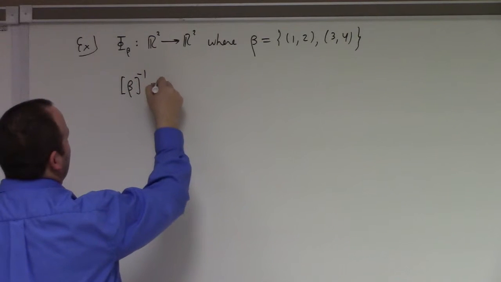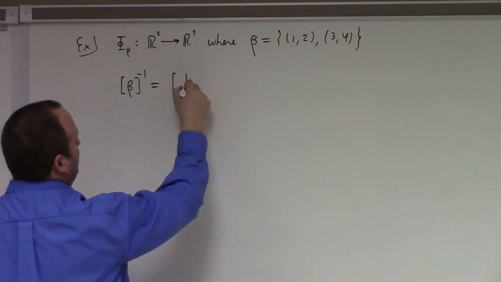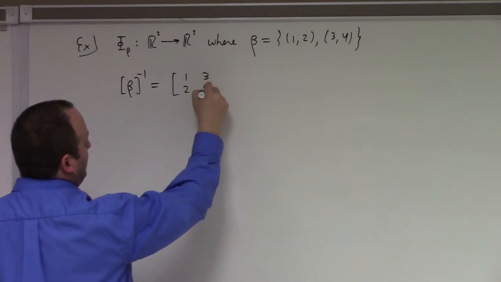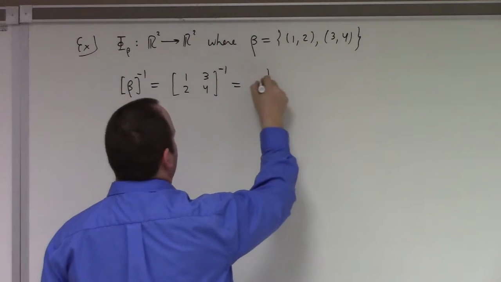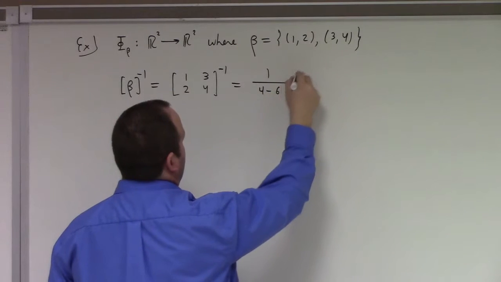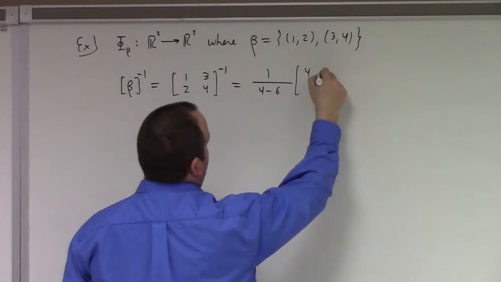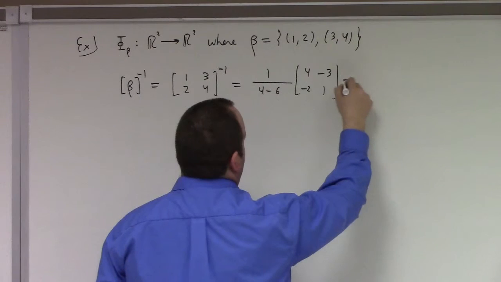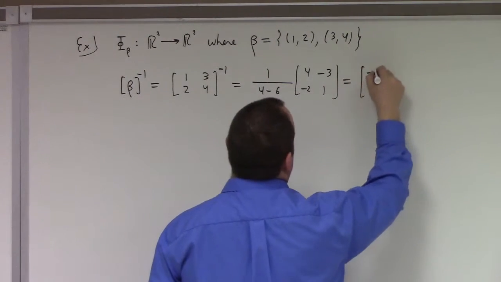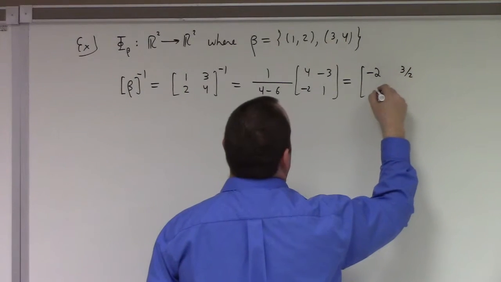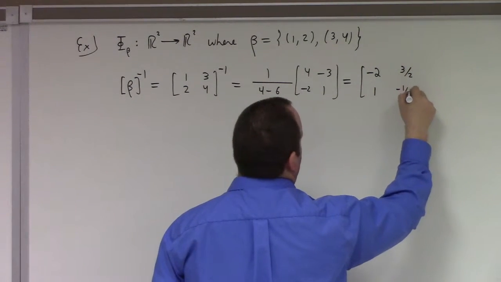So beta inverse is the inverse of the matrix 1, 2, 3, 4. What's the inverse of this? You are using the formula, yes? Very good. So that's 4 minus 6. Flip the diagonals, minuses on the off diagonals. So you got what? This is minus a half. So I got minus 2, 3 halves, 1, and minus 1 half, if I didn't do it wrong.